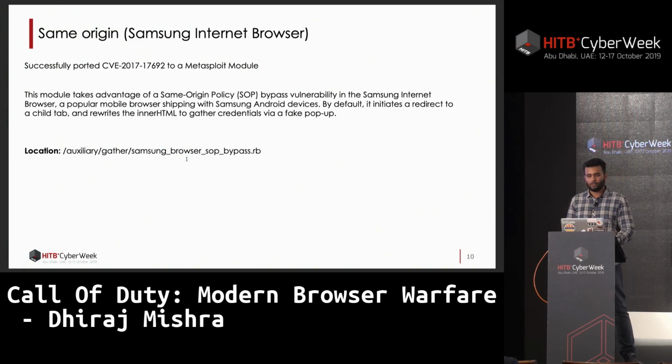So if you open your Metasploit, you can navigate to auxiliary gather samsung_browser_sop_bypass.rb. Now this module basically initiates a redirect to a child tab. And I let you know because I have a video POC for this. It initiates a redirect to a child tab and rewrites the innerHTML content by giving the fake pop-up. So thanks to the MSF team for helping me to get this ported.